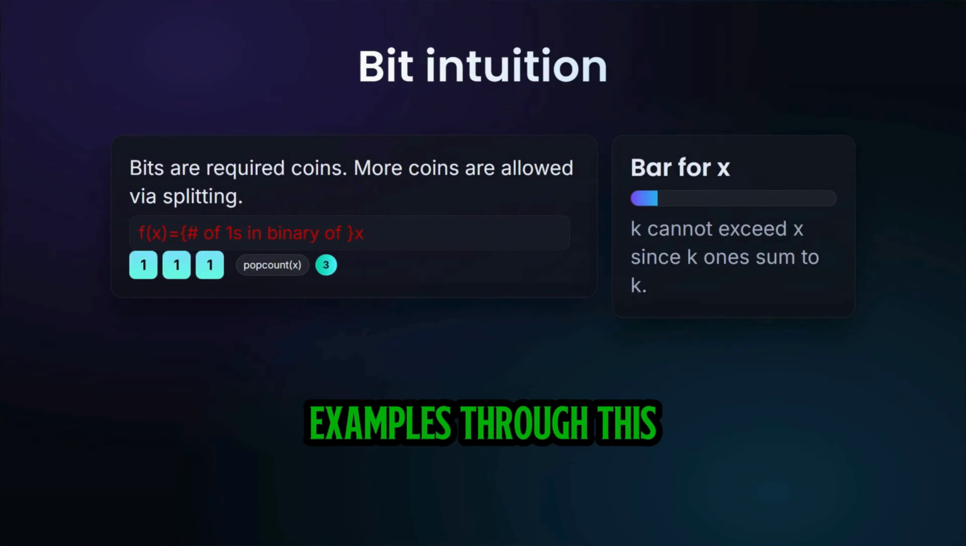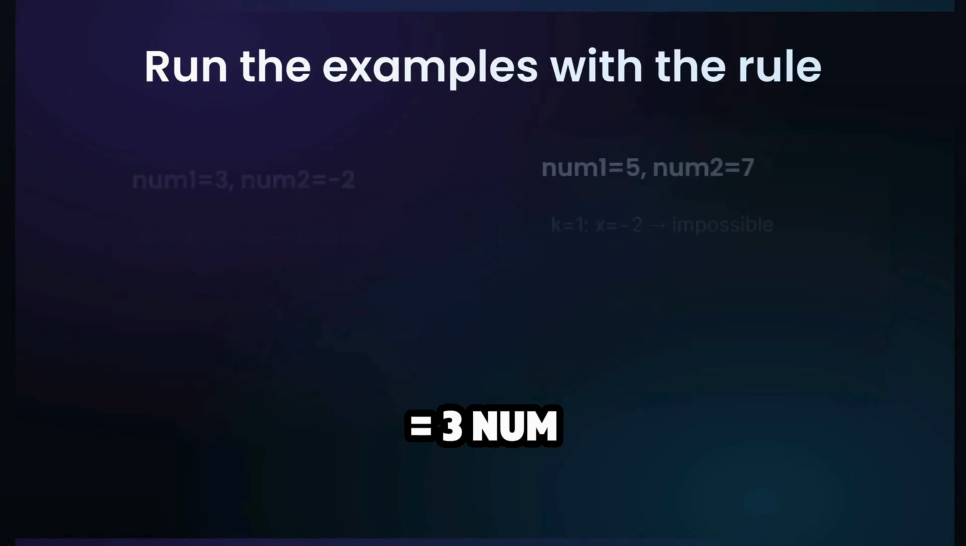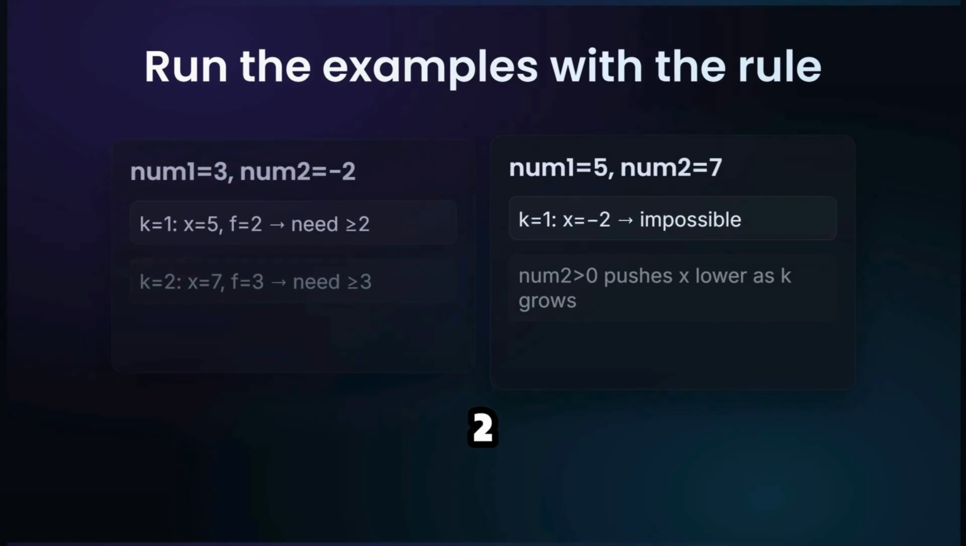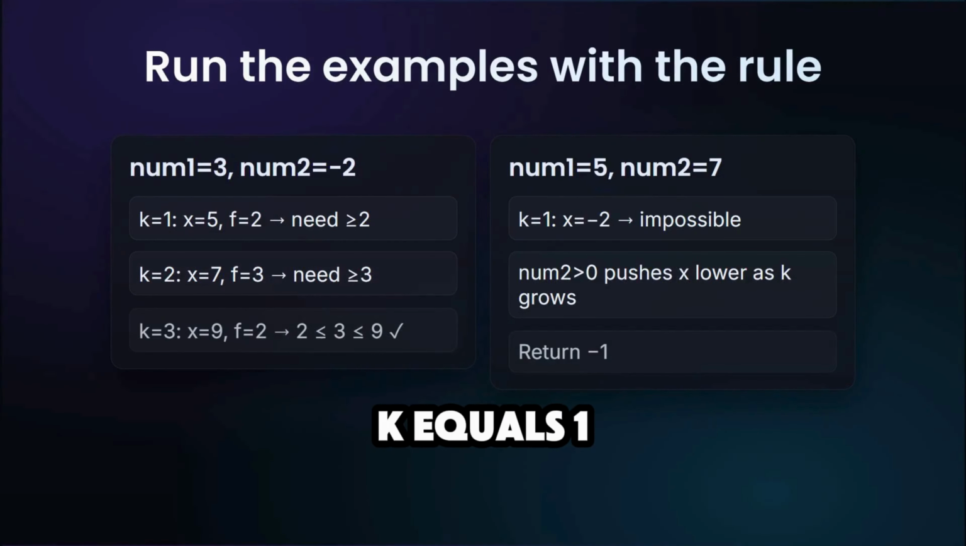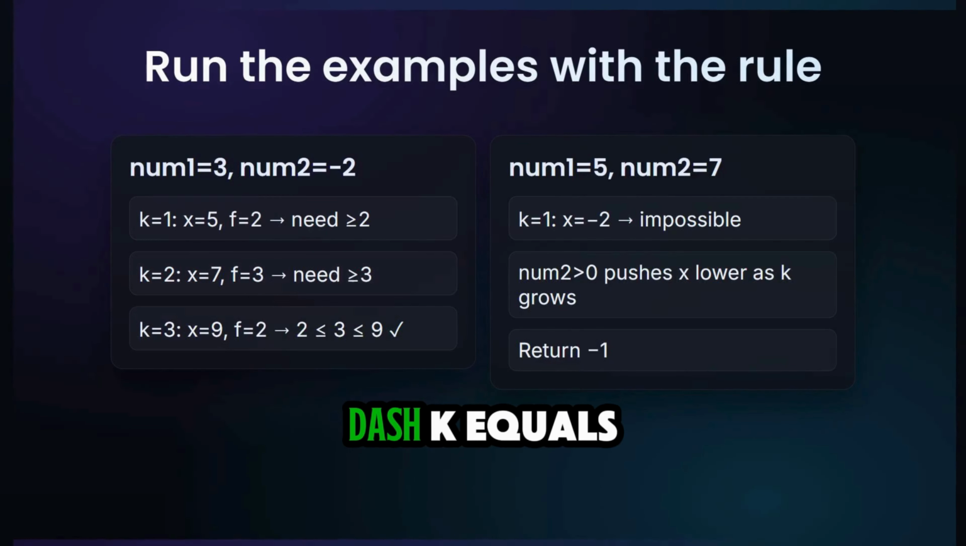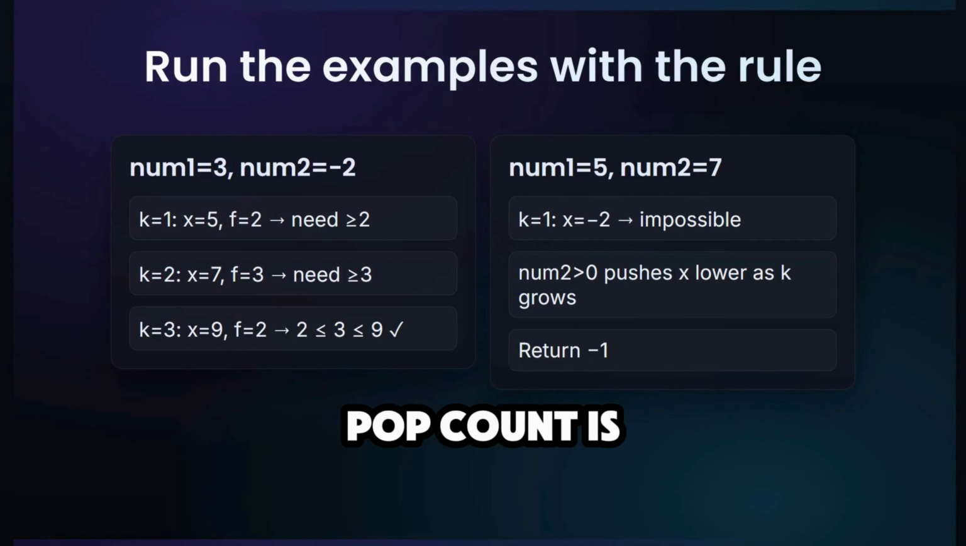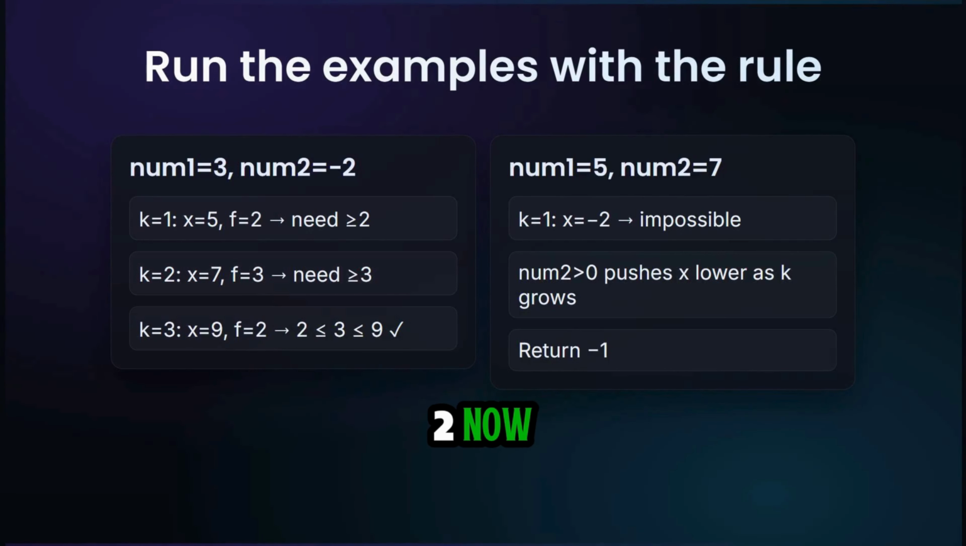Let's read the examples through this lens. For num1 equals 3, num2 equals -2. K equals 1. Pop count is 2. We'd need at least 2 coins. We only allowed 1. Not yet. K equals 2, pop count is 3. Still short. K equals 3. Pop count is 2. Now, so k equals 3 works.